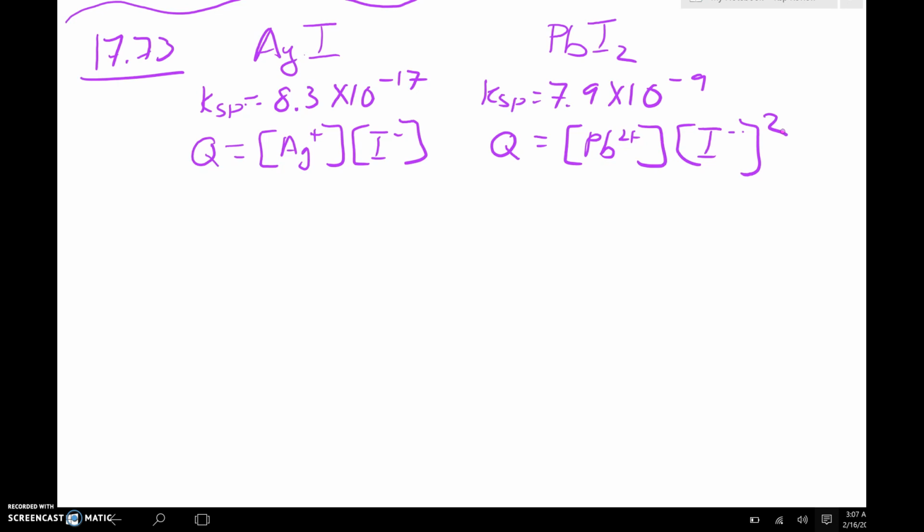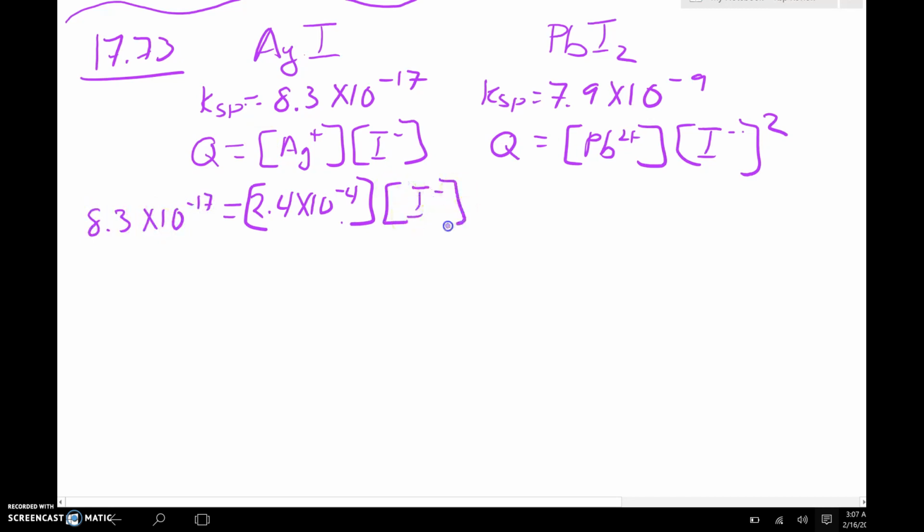I know my concentration of Ag plus because it's given in the problem. A solution contains 2.0 times 10 to the negative 4th. Okay, so 2.4 times 10 to the negative 4th. So what I'm actually going to do is take this Ksp value here, and I'm going to solve for the concentration of I.